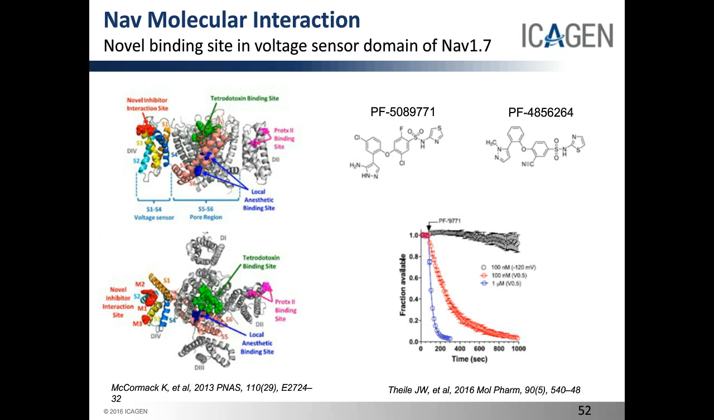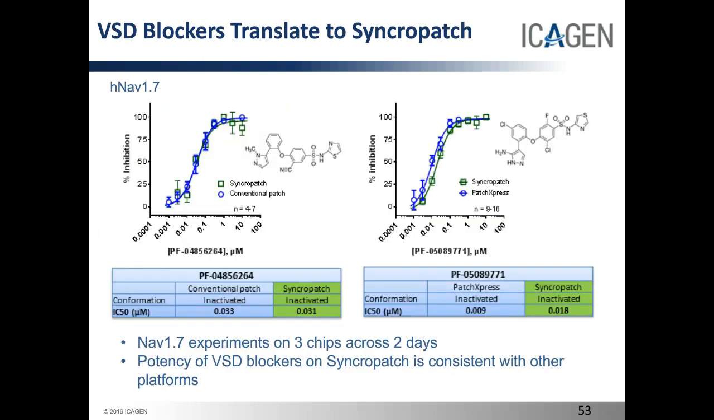As you use lower concentration of the compound, it takes longer and longer to reach steady state inhibition, which combined with the significant state-dependent interaction of these compounds make them very difficult to work with when using planar systems to identify them. So we wanted to test each of these compounds on the Syncropatch to see how they matched up with our previous findings. So for PF264, we tested the compound on the Syncropatch and compared that to what we had seen in the conventional patch. And indeed, the IC50s are almost the same. The compound behaves very well on the Syncropatch.